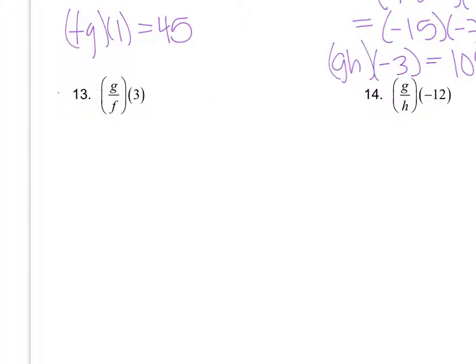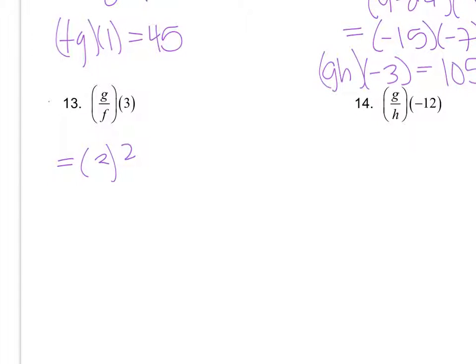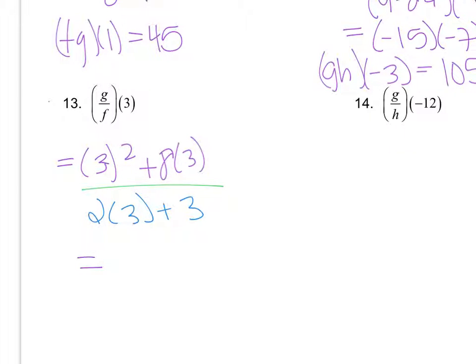Division, 13. So just like we've been doing, we're going to take 3 and plug it into g. Okay, and then plus 8 times 3. I'm going to use the green for division. And then dividing by f, so 2 times 3 plus 3. Perform all the operations. 9 plus 24 is 33 over 9. So g divided by f of 3 equals 33 over 9. Okay, we're going to call it a day after that.